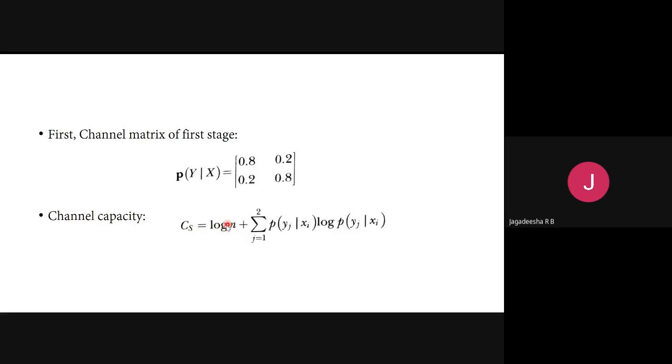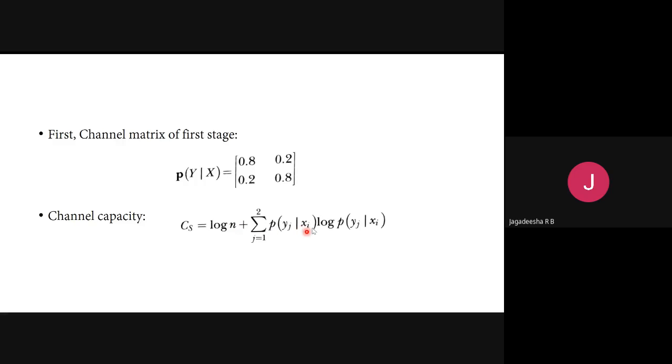So log n is what? N is the number of symbols that you use. I mean how many symbols you use. For example, in a binary channel, we have two symbols, right? 0 or 1. For a ternary channel, we may have three symbols, 0, 1, 2, and so on. So let us limit our discussion only to the binary channel. So n value is 2.